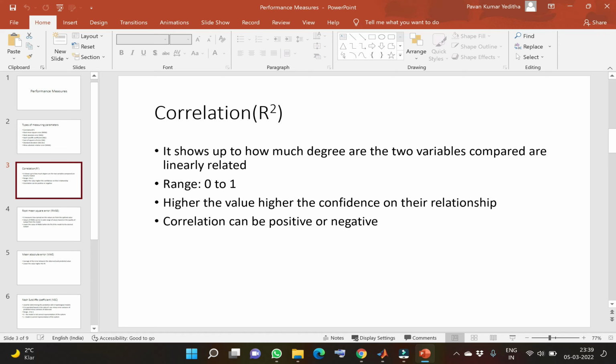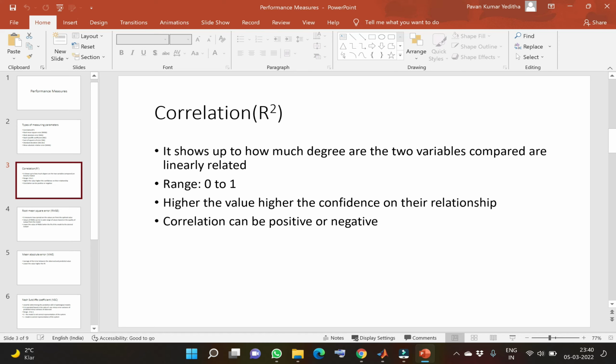Correlation is a statistical parameter which is used to see how two variables are related to one another in a linear manner, and it ranges from 0 to 1. So if the value of correlation is near to 1, it means both are very much related in a good linear relationship. This correlation can be either positive or negative.